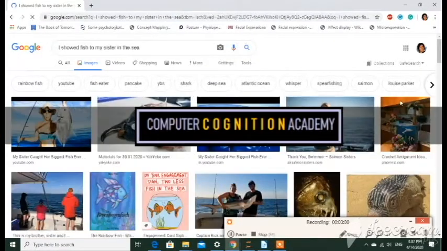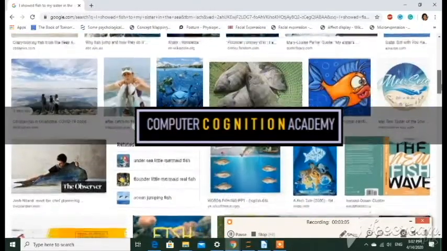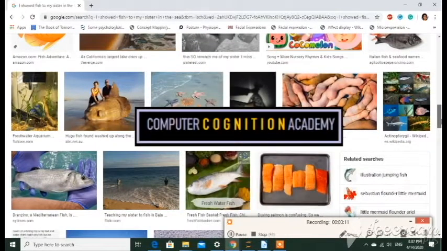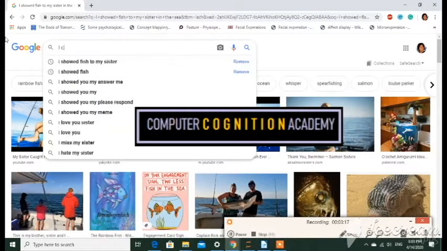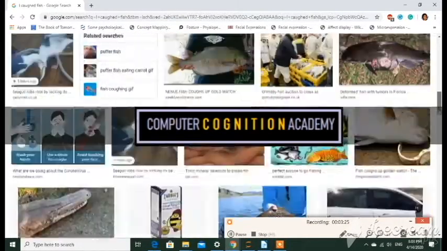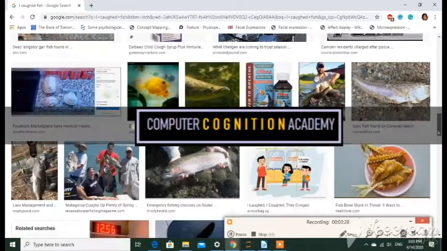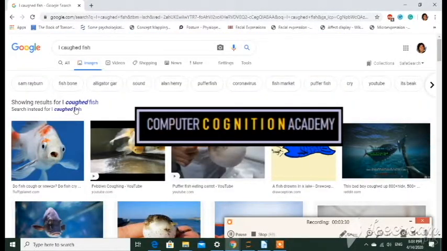So Google tried to find us somehow. There is a word called sister, so it matches with a female, then fish. So there is sea, fish, and sister. Google's algorithm tried its best and found these pictures. But anyway, these don't match whatever we searched, whatever we mean, because I showed the fish to my sister. So the algorithm didn't get what we mean here.